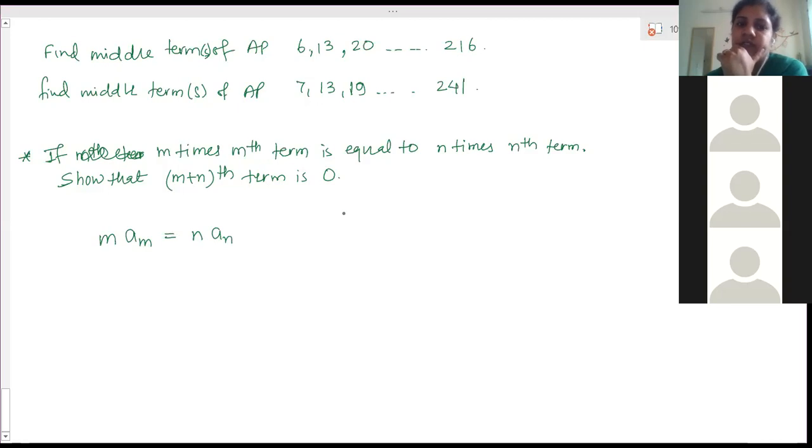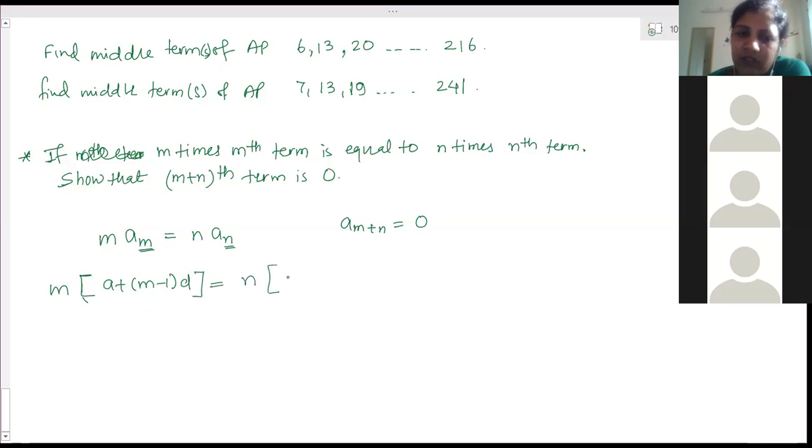Yes, ma'am. Then we have to show that the (m+n)th term, a_(m+n), is equal to 0. Now when it is given a_m and a_n, we have to substitute m in place of n. So it is m times (a + (m - 1)d). Just like a10, in place of n you are substituting 10. The same thing here, in place of n we have to substitute m. Then that is equal to n times the nth term, that is n(a + (n - 1)d).